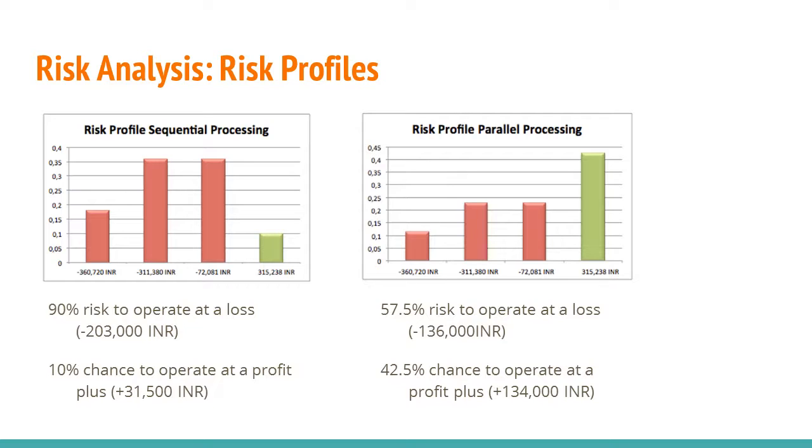31,500 Indian rupees. On the right, you have the chart showing the risk profile associated with parallel processing. Here the picture tells a different story: there's a 57.5% chance to operate at a loss, at an average loss of 136,000 Indian rupees. And we have a 42.5% chance to operate at a profit, at an average profit of 134,000 Indian rupees.